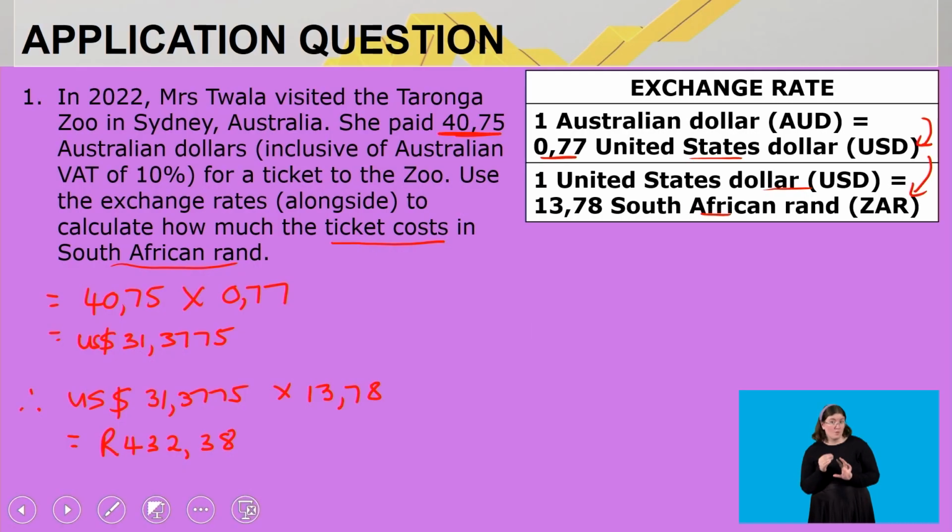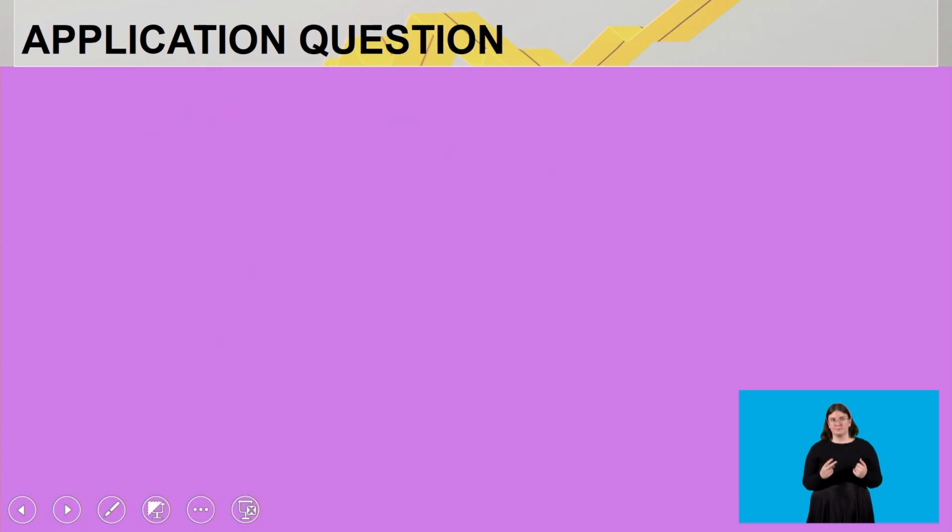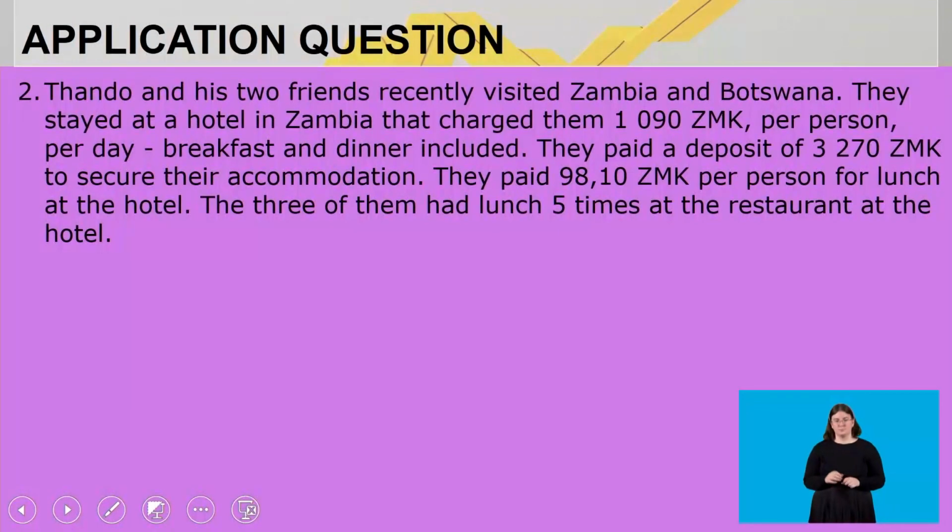Guys, I hope that's clear to all of you. Let us now look at a next question. At question number 2, I've indicated here that Tando and his 2 friends, right, recently visited Zambia and Botswana. They stayed at a hotel in Zambia. They charged them 1,090 ZMK per person, right, per day, breakfast and dinner included. They paid a deposit of 3,270 ZMK to secure their accommodation, right?